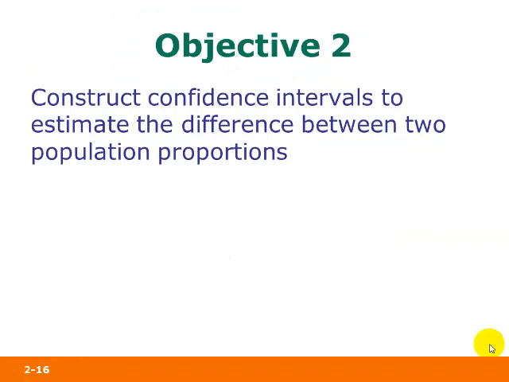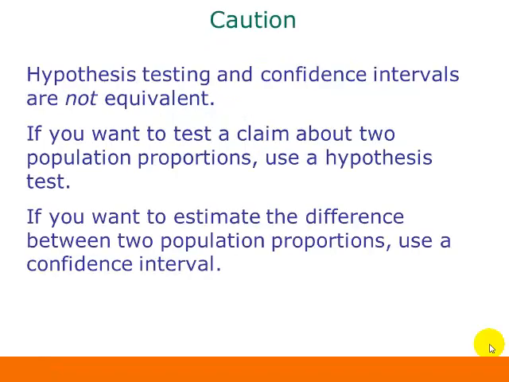Objective 2 in this section is to construct confidence intervals to estimate the difference between two population proportions. And be careful with this, because there is a difference between hypothesis tests and confidence intervals. Confidence intervals, for one thing, are always two-tailed, while hypothesis tests can be one-tailed, just as in the last hypothesis test we just did. So they are not always the same. If you want to test a claim about two population proportions, you should use a hypothesis test. If you want to estimate the difference between two population proportions, in that case you should use a confidence interval.